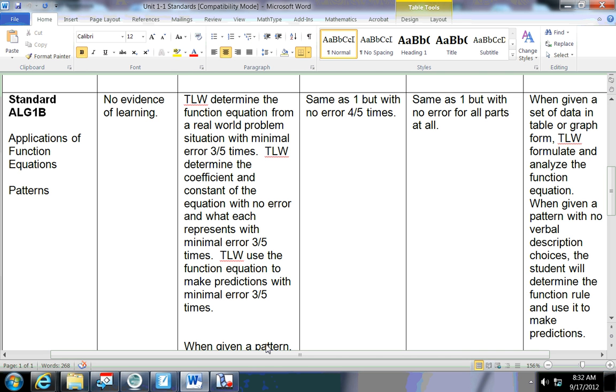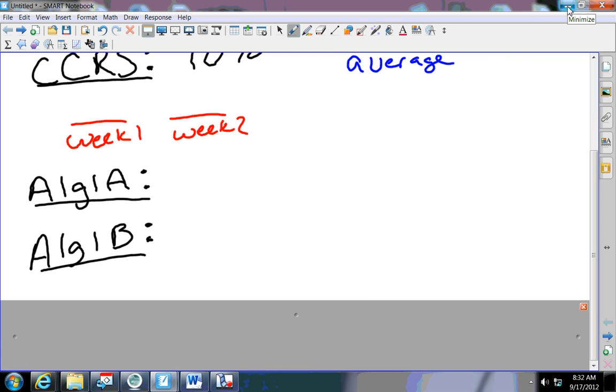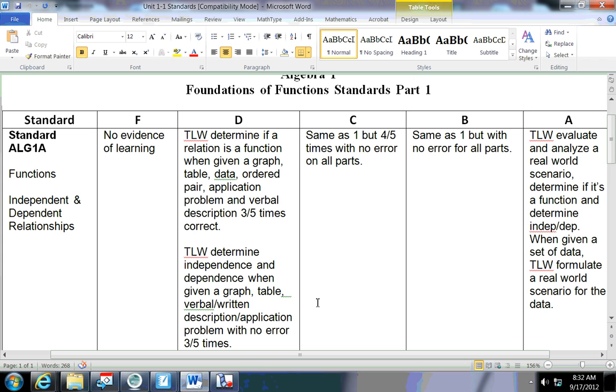Now, for example, say that you got your test back and you see that maybe you failed standard A, but maybe you got a D on standard B. Well, right now, you are failing the 6 weeks because you have an F in standard 1A. So now you're going to have to look at, what are my standards in 1A? What is it that I need to be able to do? You need to be able to tell if a relation is a function or not. And you need to be able to tell the difference between independent and dependent relationships.